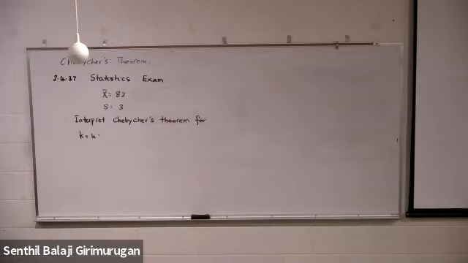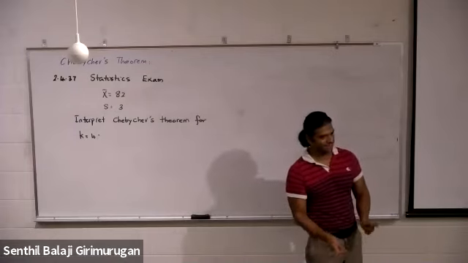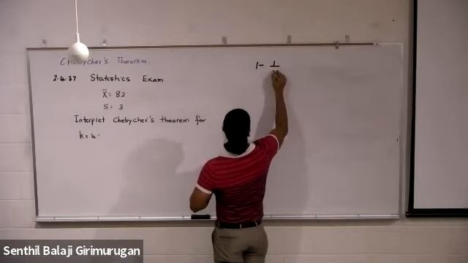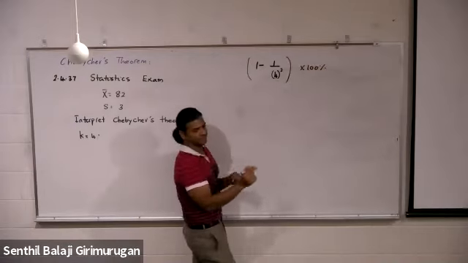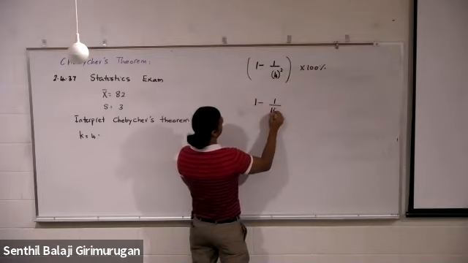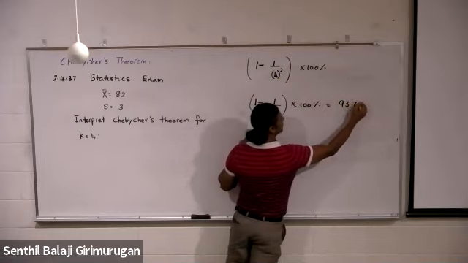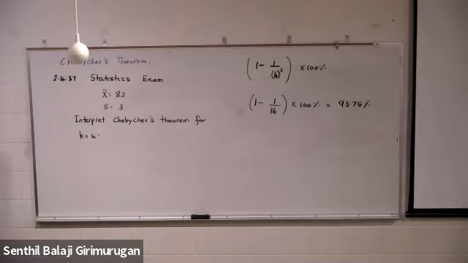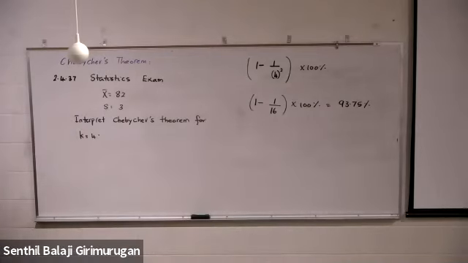Where should you start? You should start with the formula, right? So I'm sure most of you got the formula part right. What is the formula? 1 minus 1 over 4 squared multiplied by 100%. So 1 minus 1 over 16 times 100%. That is 93.75%. You can round it to 94, that's fine, but I'm going to keep it as 93.75%.